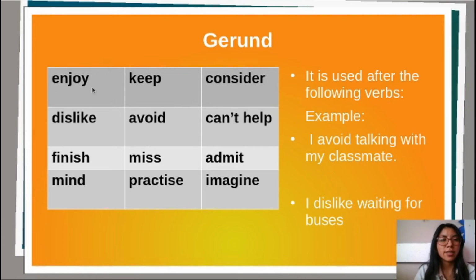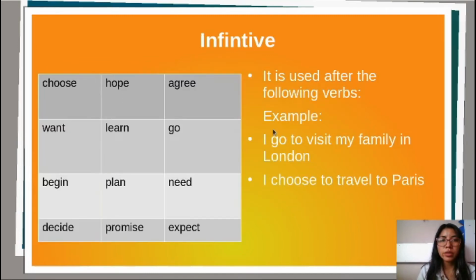Okay, another example could be, for example, I can use the verb enjoy. As enjoy is in that list, I'm going to say I enjoy playing soccer. I finished doing my homework. I practice singing a song. I imagine buying new clothes. Okay, I consider reading novels, for example. So you have to study this list in order to know if the second verb has to be a gerund. Okay, we are going to continue with the infinitive.